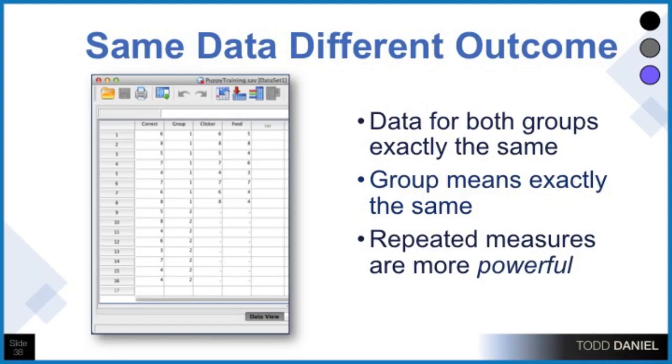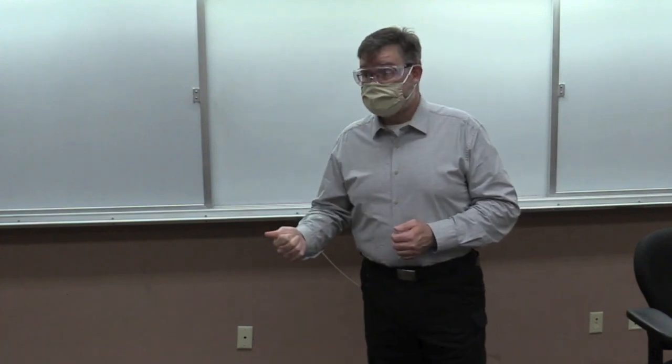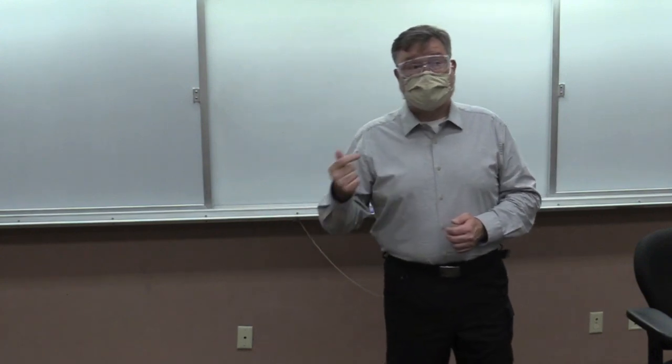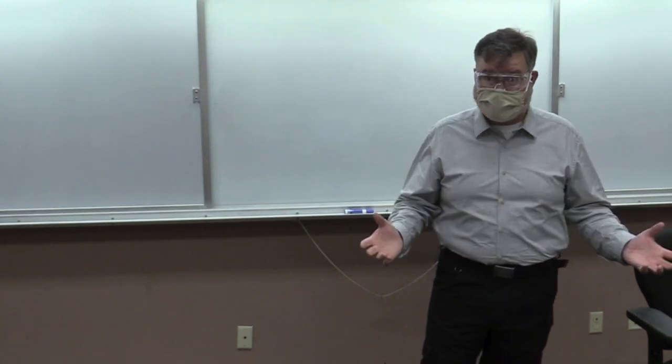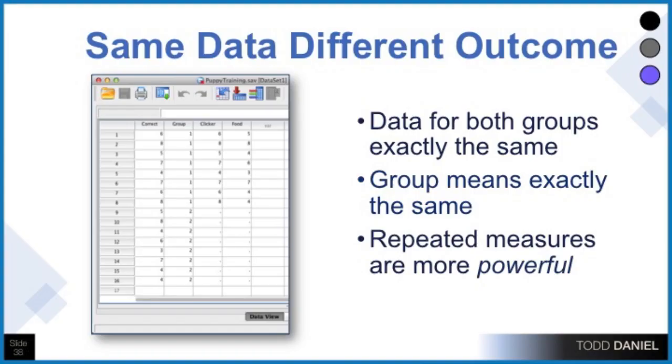In this example, this being the puppy training example, I used the same data from last week as I did for this week. So the numbers, the means and standard deviations, are going to be exactly the same, but we got 2 different outcomes. What I mean by that is the independent samples t-test was not significant, but the same scores in a repeated measures t-test were significant. Why does that happen? Because the repeated measures t-test is more powerful.